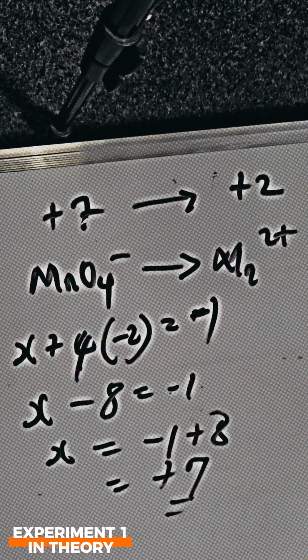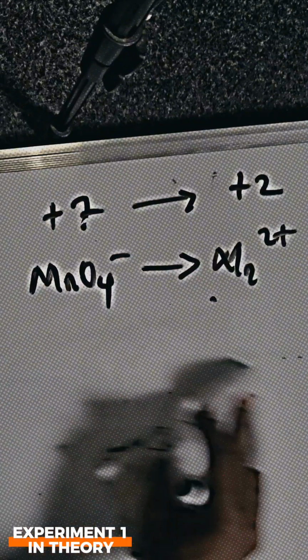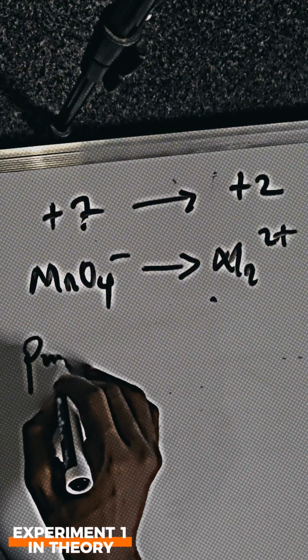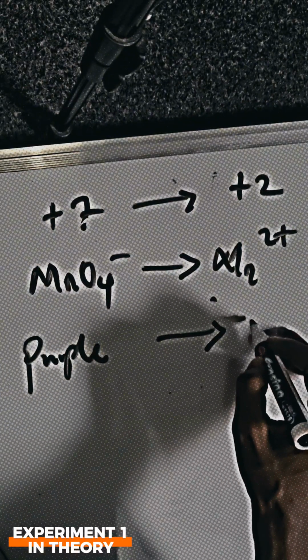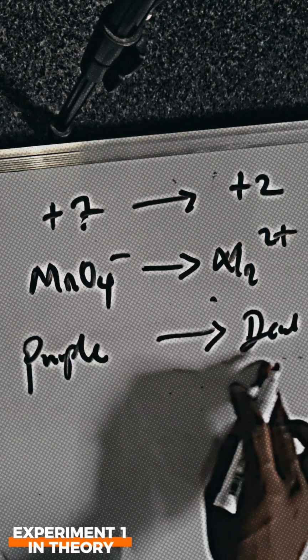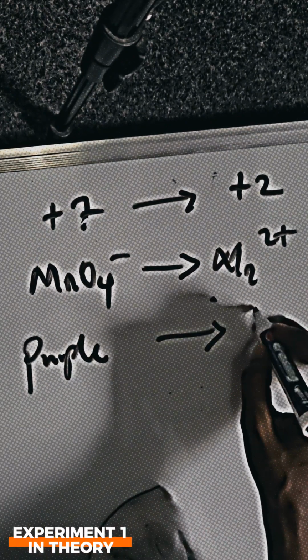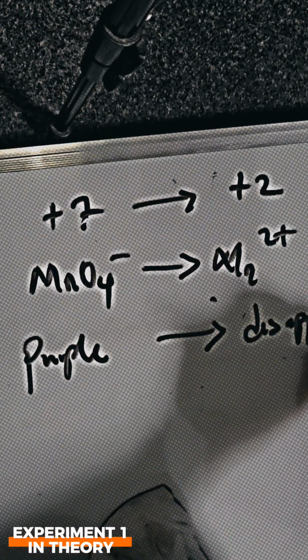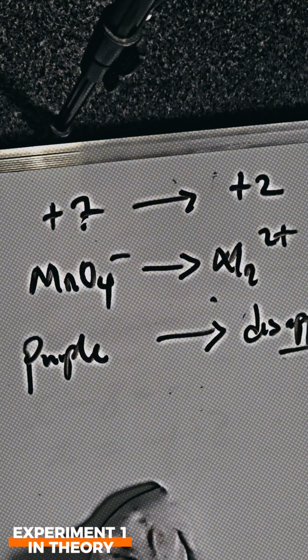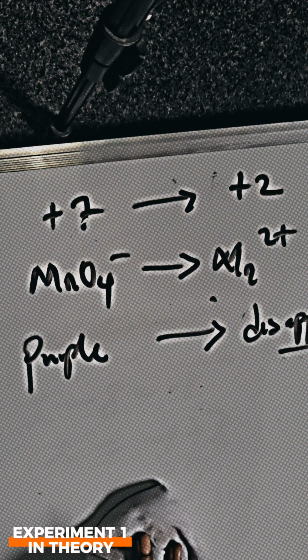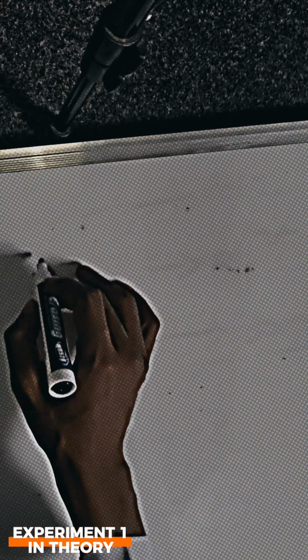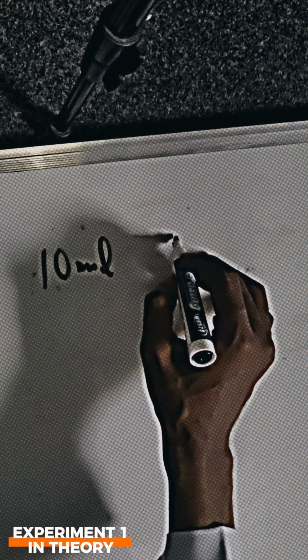So there's a reduction, meaning that from +7, the purple color, to +2, it decolorizes. The purple color disappears. And now this is the basis for this experiment. You'll be given a burette, and you'll be taking 10 ml portions of both reagents, 10 ml of oxalic acid.